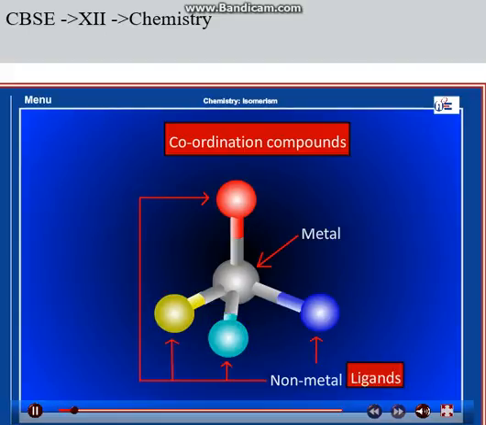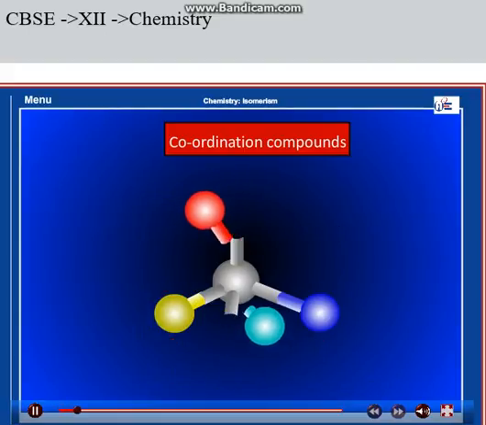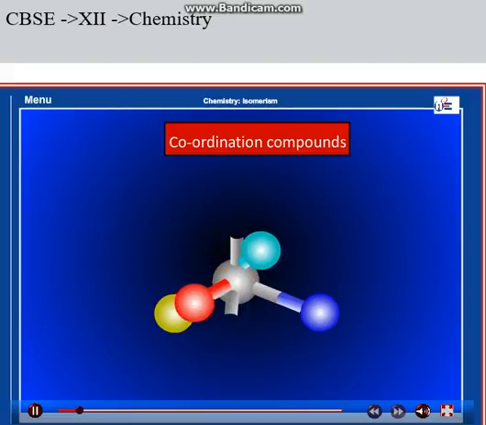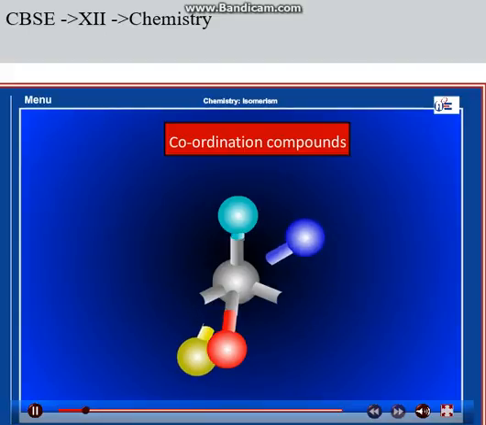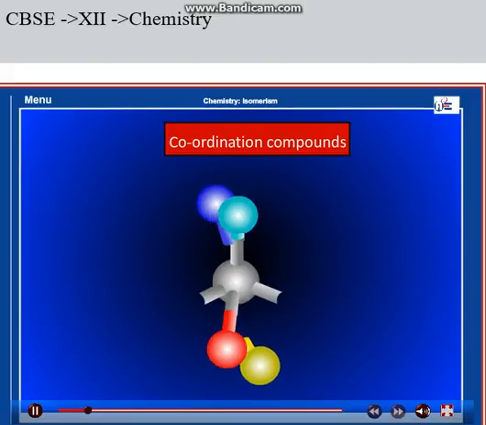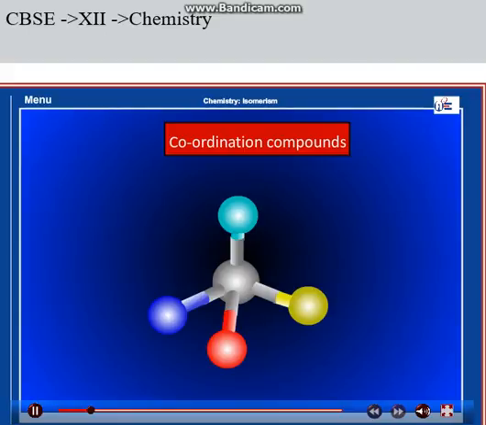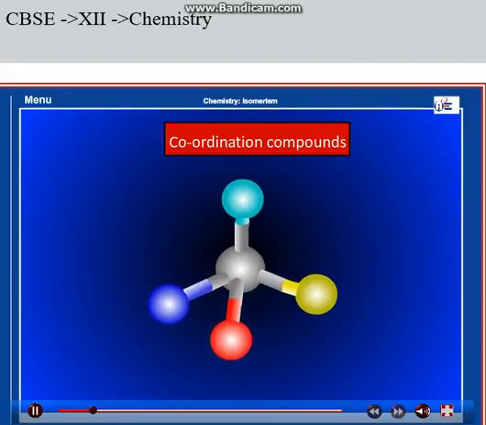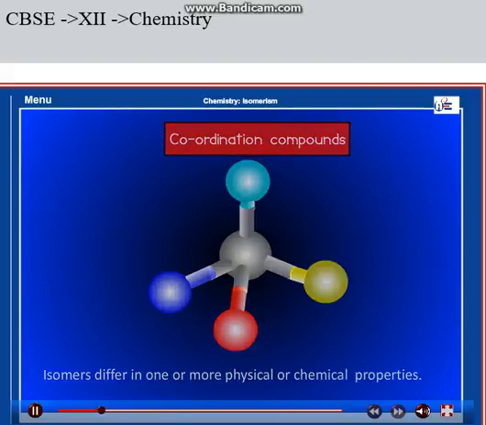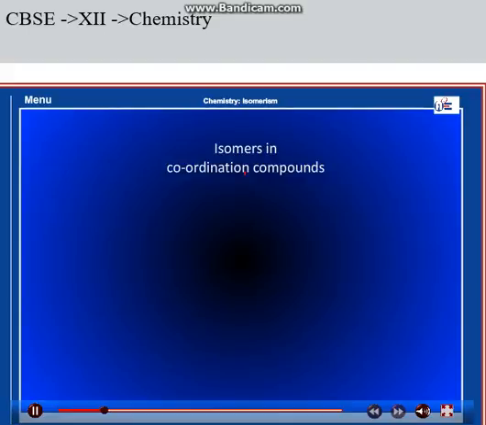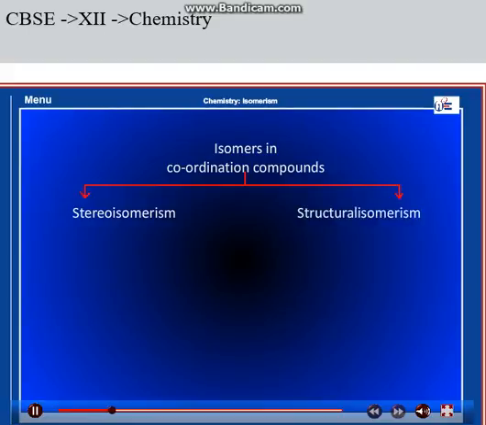All the ligands surrounding the central ion need not be the same, because ligands remain in fixed position around the central atom or ion. Different isomers or arrangements of the ligand groups are possible. Because of the different arrangements of ligands, the isomers differ in one or more physical or chemical properties. Among coordination compounds, there are two principal types of isomerism: stereoisomerism and structural isomerism.